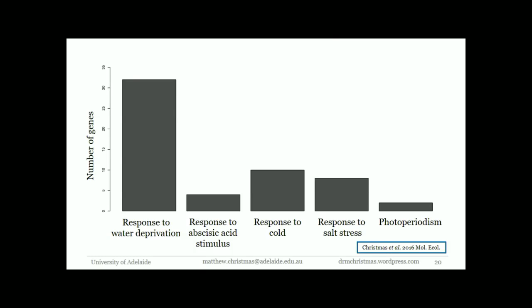And we looked at the function of the genes that those SNPs were found in. There were a number of functions related to responses to the environment. In particular, there were genes involved in responses to water deprivation, with over 30 of those genes present within our gene set that had these significant SNPs.